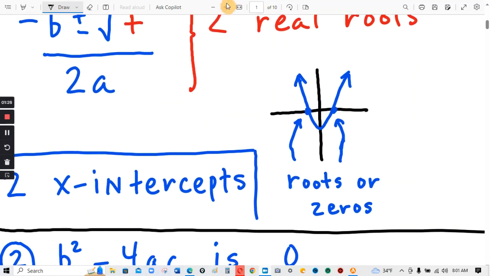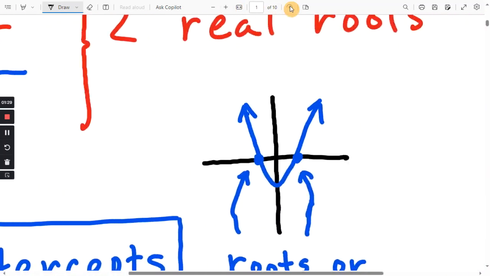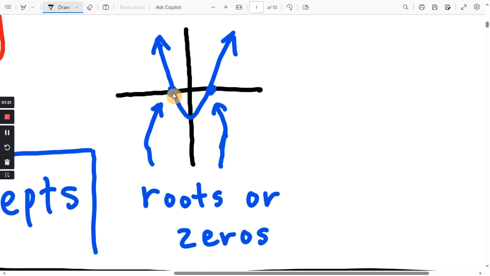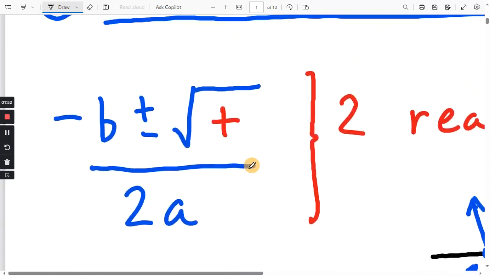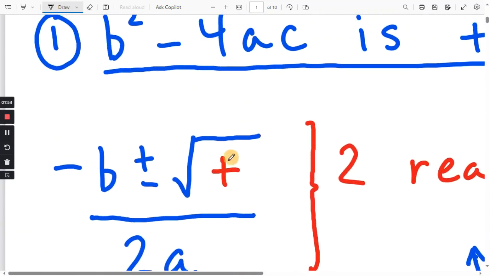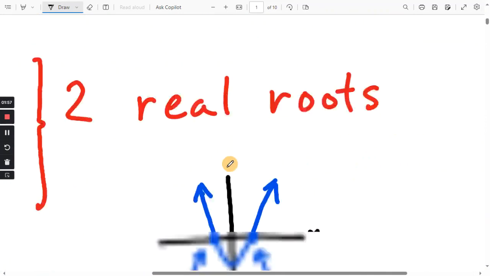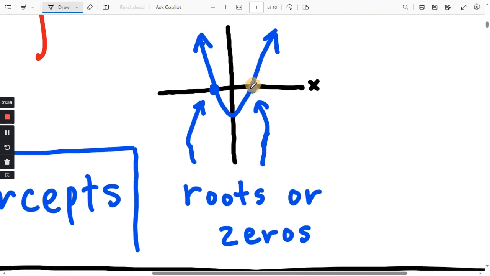And on the graph, it basically looks like this. The parabola will cross the x-axis twice. Those 2 points on the x-axis are called the roots or the zeros. So in this case, you will have two x-intercepts when the discriminant is positive. And that is what the graph will look like.